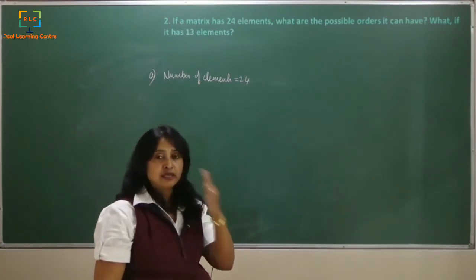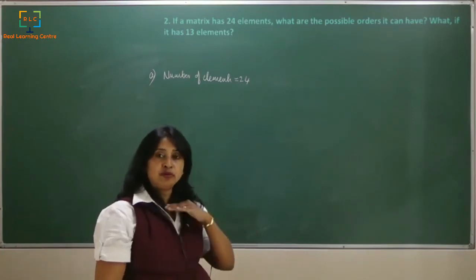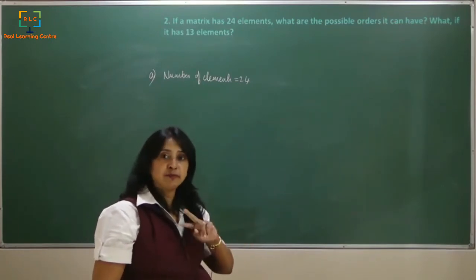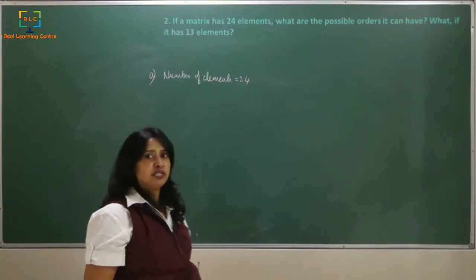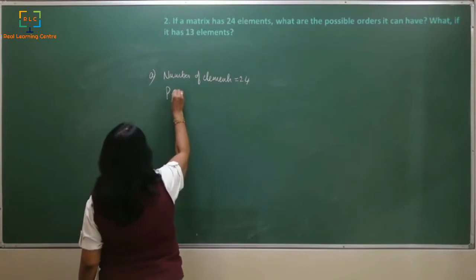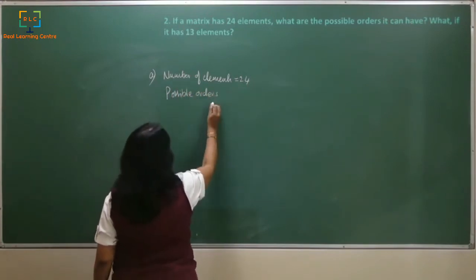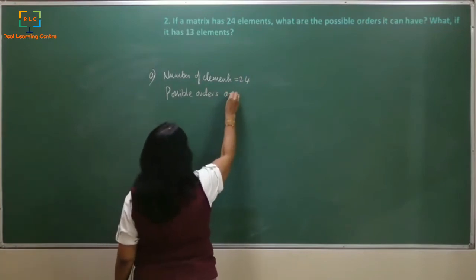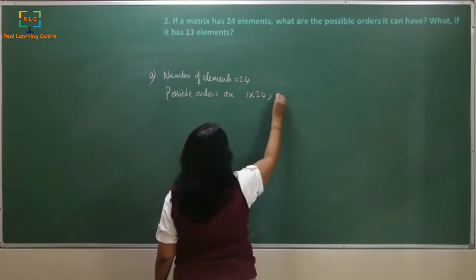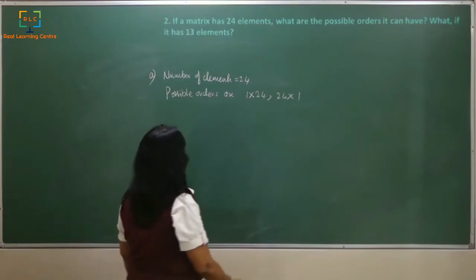It is just like this. If I give you 24 things, in what all ways can you arrange them? It may be only in one row, it may be only in one column, or it may be in 2 rows, or in 3 rows, and so on. So it's very simple, just take the factors. Possible orders are: it may have only one row, so 1 cross 24, or only one column, so it is 24 cross 1. And then I'll go for 2 rows.